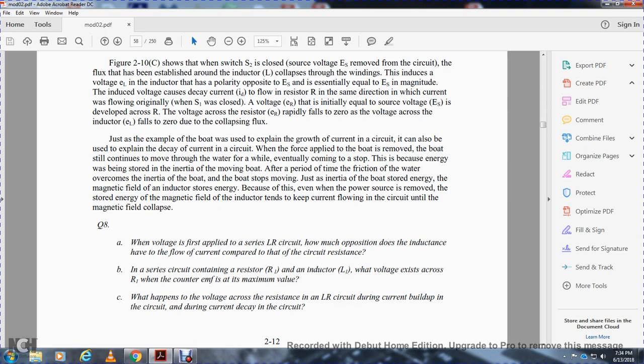As the moving boat stores energy, the magnetic field of the inductor stores energy because of the power it stores when the source is removed. The stored energy of the magnetic field of the inductor tends to keep the current flowing in the circuit until the magnetic field has collapsed.